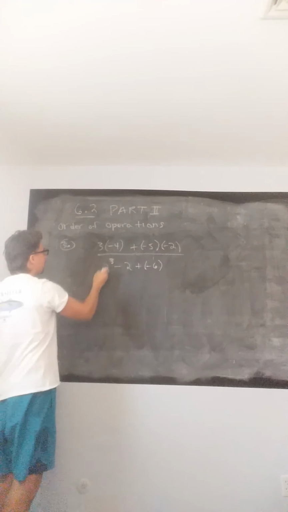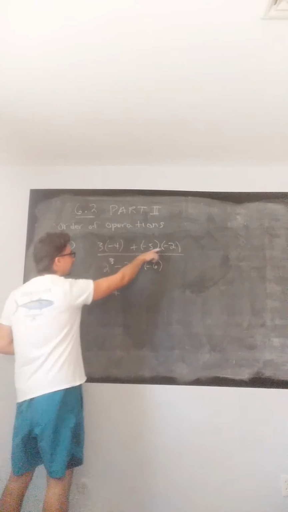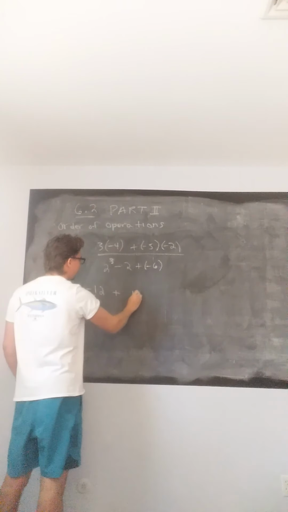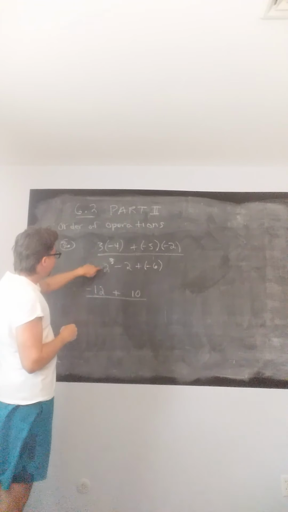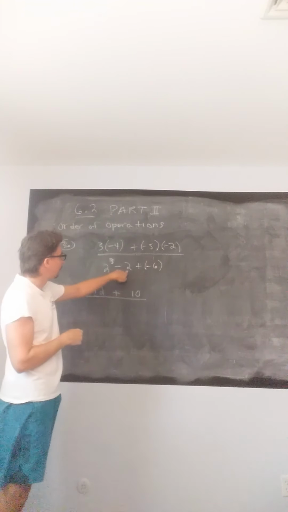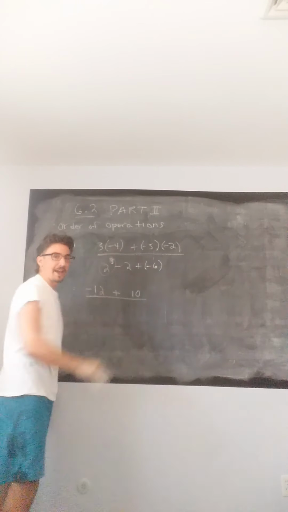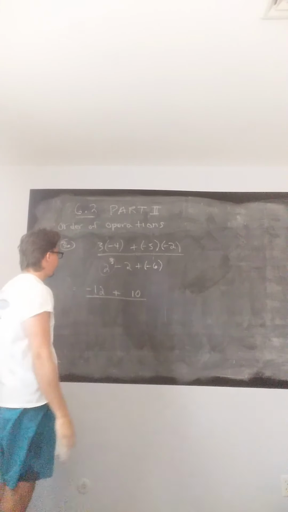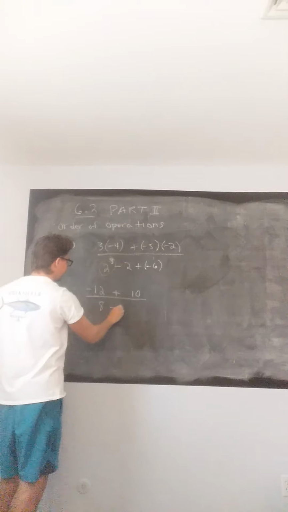So 3 times -4 is -12, plus -5 times -2 is a positive 10. Now down on the bottom, you have a 2 cubed minus 2 plus a -6. So this is the realm of an exponent and then addings and subtractings. 2 cubed is 8, and -2 plus a -6 is -8.